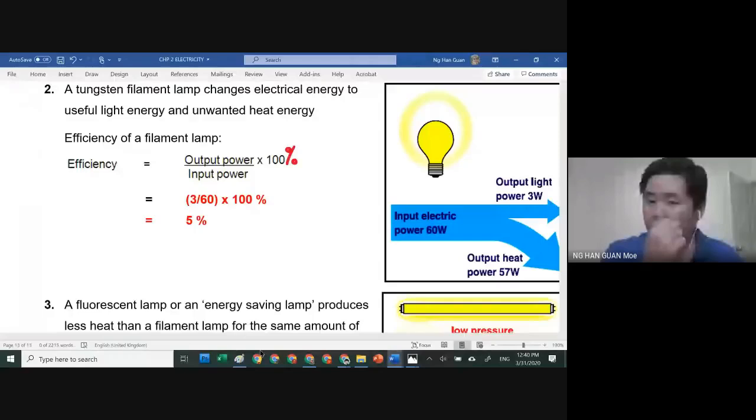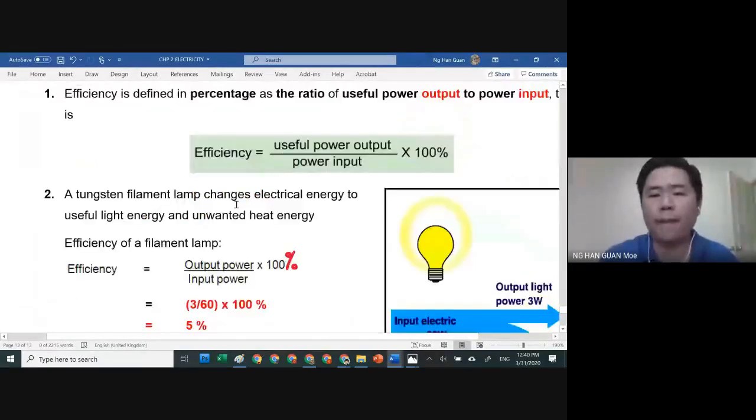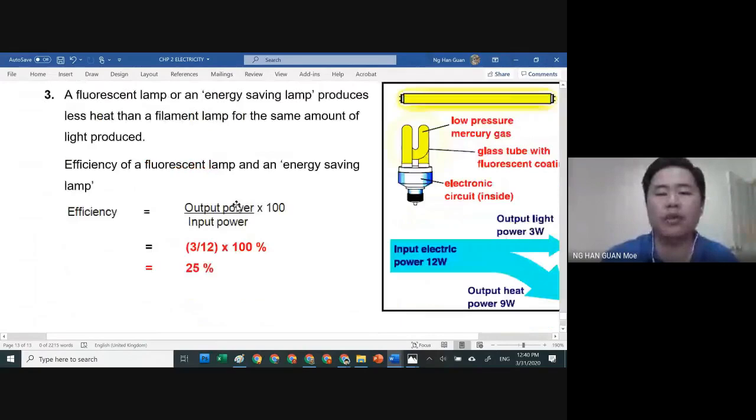And other than using the power, we also can use the energy. Energy output over energy input, multiplied by 100%, also gives the efficiency. So please practice with the questions in your module. There are questions in the module.